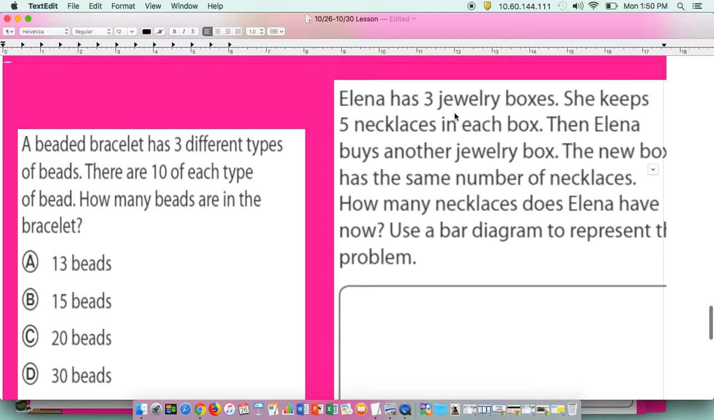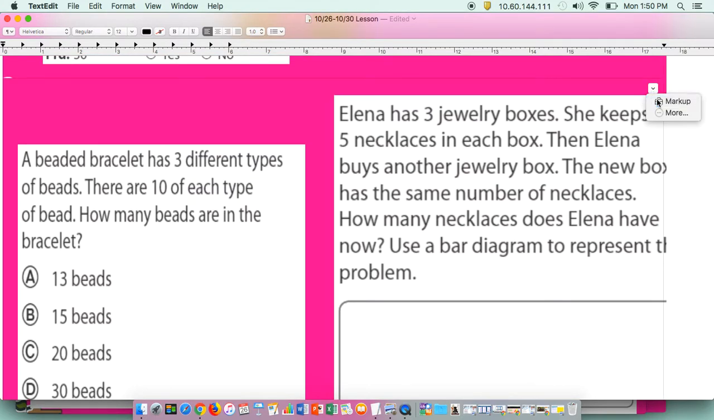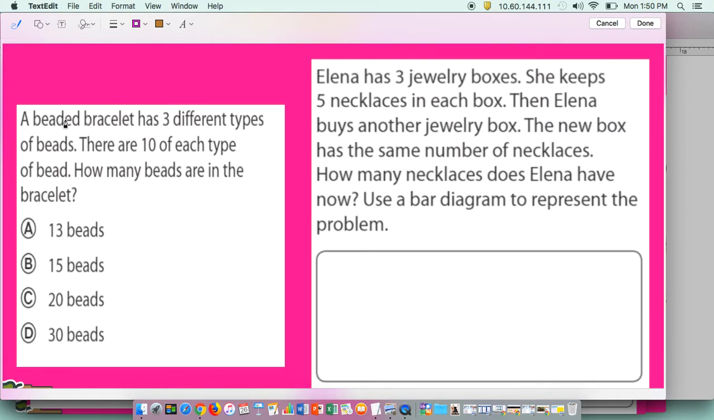All right, the next one is a beaded bracelet. Remember to pause it if you're not done with the other questions. A beaded bracelet has 3 different types of beads. There are 10 of each type of bead. How many beads are in the bracelet? All right, so I'm going to underline the information: 3 different types. There are 10 of each type. How many beads are in the bracelet?